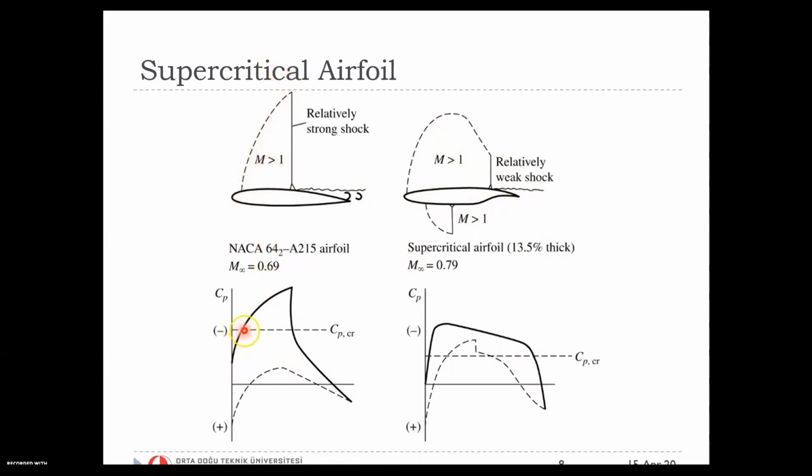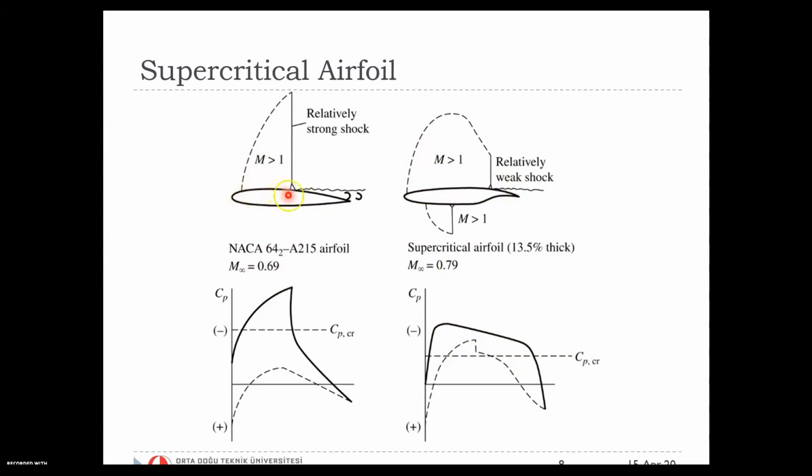The other difference is that the magnitude of the negative pressure coefficient on the upper surface is much higher in the case of the NACA 64 airfoil, whereas it's much lower in the case of the supercritical airfoil. You can consider this a result of having less perturbation in the flow because of the flat upper surface, compared to the 64 series airfoil, where the perturbations are slightly higher.